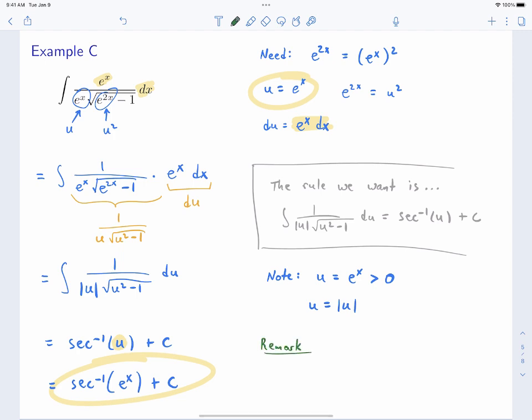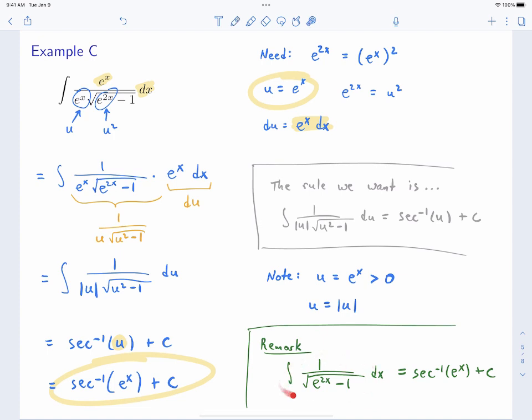So if we reduce this expression, so we cancel the e to the x in the numerator with the one in the denominator, we're just going to have the integral of 1 over the square root of e to the 2x minus 1 dx is equal to inverse secant e to the x plus a constant. These are actually the same thing. It's just that here the integrand is simplified. Okay.